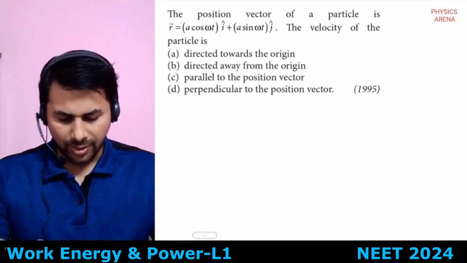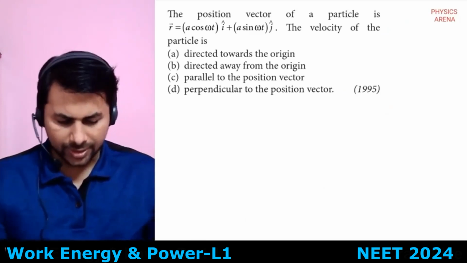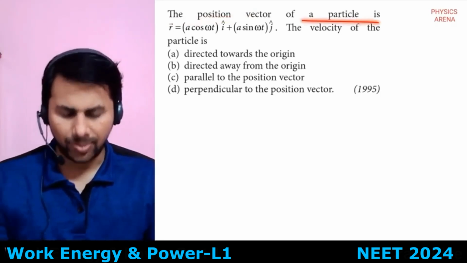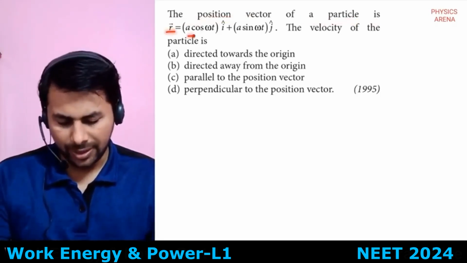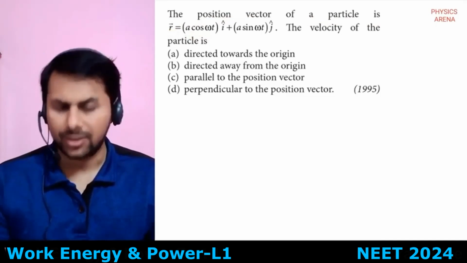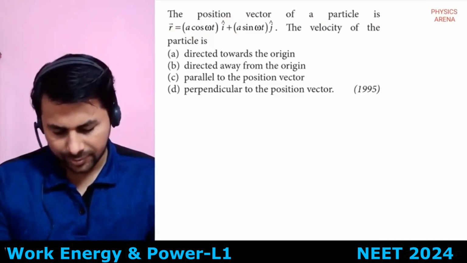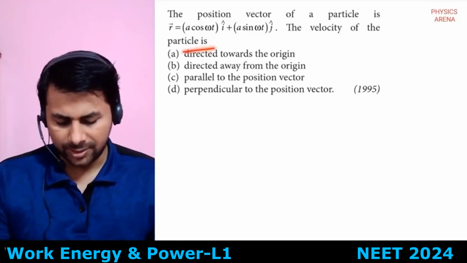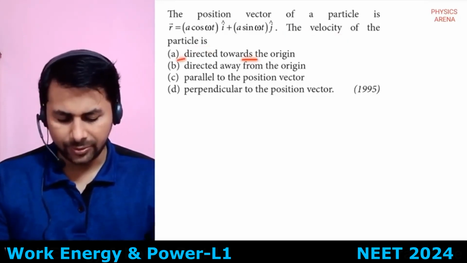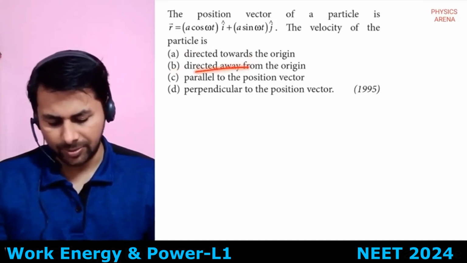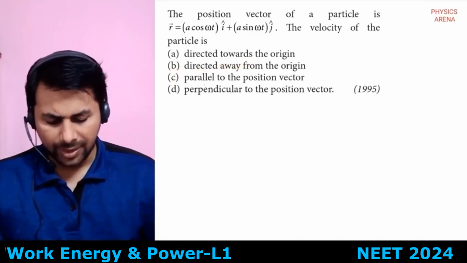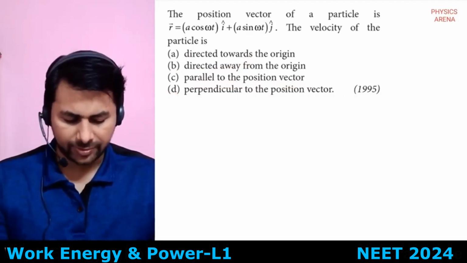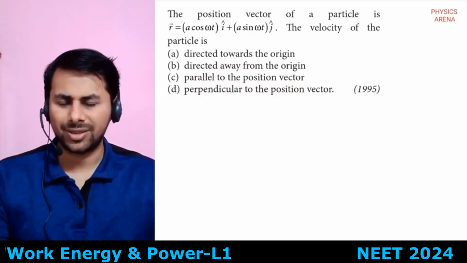Okay, so now let us see some problems based upon this. The position vector of a particle is r bar equals a cos omega t into i cap plus a sin omega t into j cap. The velocity of the particle is: option A, directed towards the origin; option B, directed away from the origin; option C, parallel to the position vector; option D, perpendicular to the position vector. So what will you do in this case?